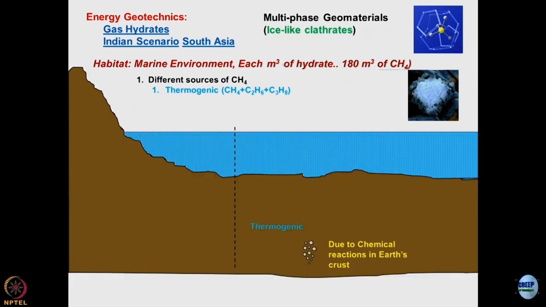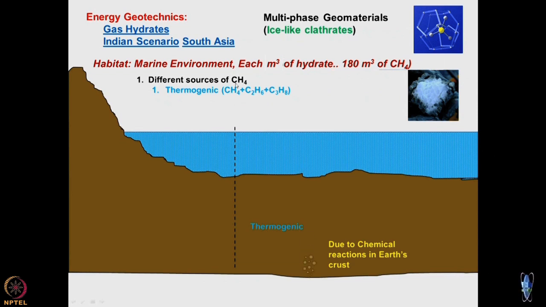One is thermogenic, all right. Thermogenic corresponds to the situation which is due to the chemical reactions occurring in the earth's crust, all right, thermal processes because of the temperature gradient of the sediments inside the sea. What you are observing here is an animation where the bubbles are coming out and this gas gets trapped into the sediments, and under normal conditions of pressure and temperature, they will get trapped over there and form hydrates.